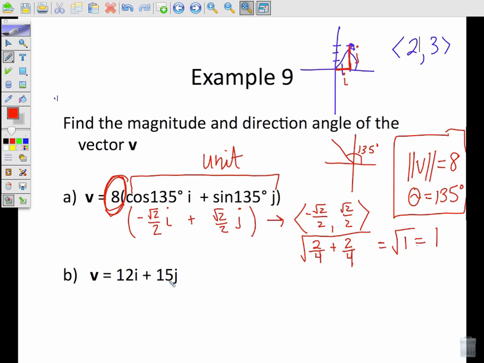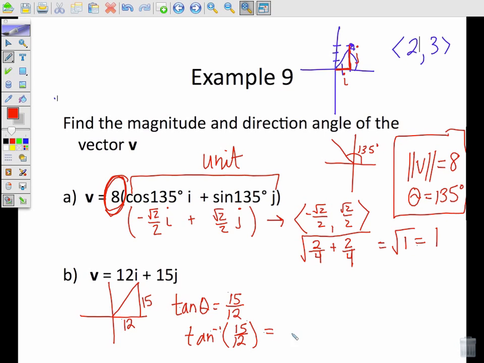All right, let's look at this one. So 12, 15. Well, we are in quadrant 1. So over 12, up 15. In order for me to find the angle, let's find the angle first. Tangent of my angle theta equals 15/12. So we're going to do inverse tangent of 15/12. This will give us our angle theta, and that comes out to be 51.34 degrees.